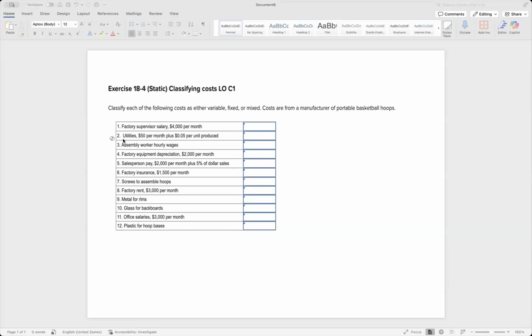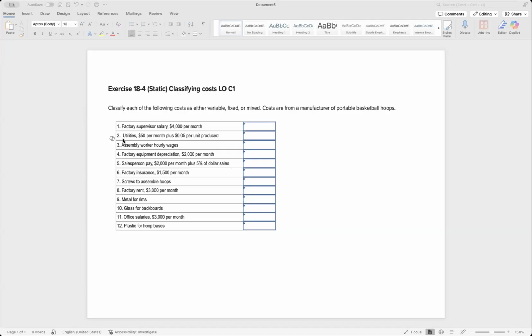Number 11, office salaries, $3,000 per month. So no matter how many hoops are produced, you still have to pay these office salaries. So that's going to be considered a fixed cost. So number 11 is fixed. And number 12, plastic for hoop bases. So depending on how many hoops you produce, that'll determine how much plastic for the hoop bases you need. So that's going to be a variable cost.